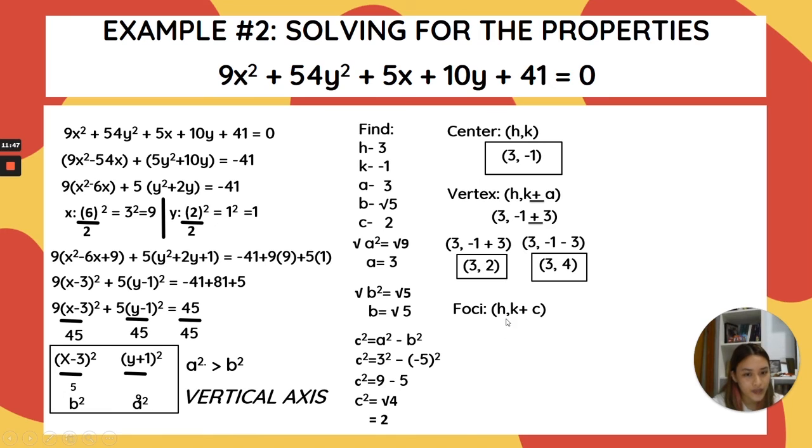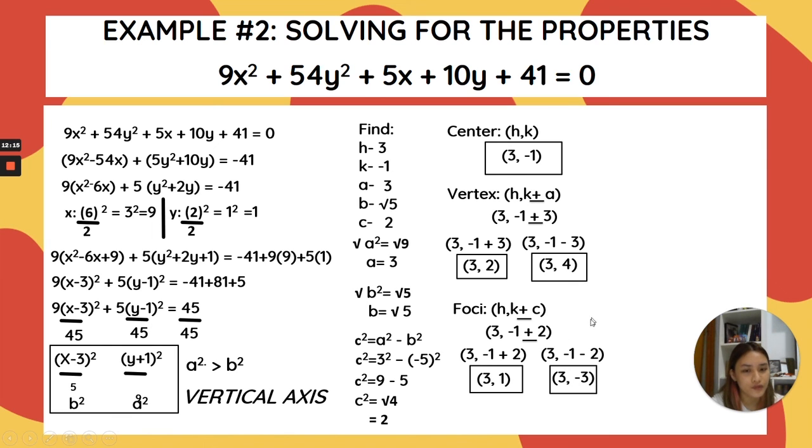We have h, k plus or minus c, and then we substitute that. h is 3, and k is negative 1 plus or minus 2, and we separate again just like earlier. We have positive 3 here, negative 1 plus 2, and then the other side, positive 3, negative 1 minus 2, and then we solve for it. We have 3 here, negative 1 plus 2 is positive 1, and then the other side, we have 3, and then negative 1 minus 2 is equal to negative 3. We have the coordinates of our foci.